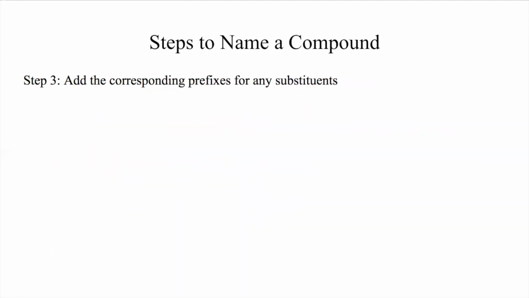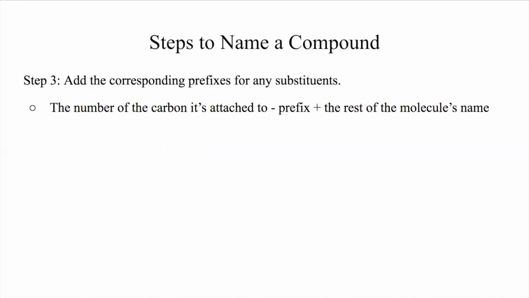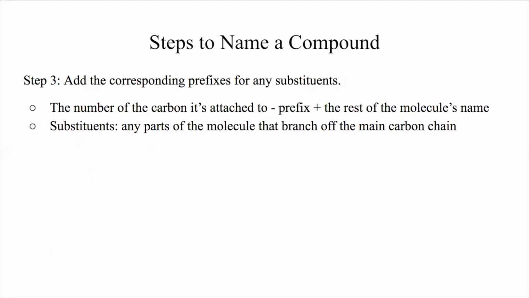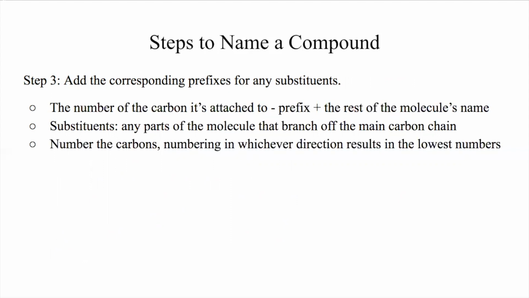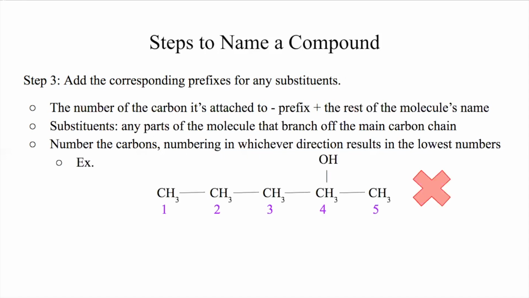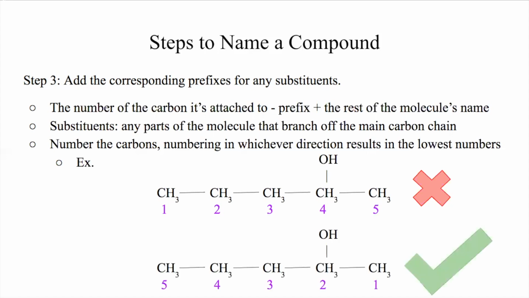Step 3. Add the corresponding prefixes for any substituents, writing the number of the carbon it's attached to, then a hyphen, then the prefix, then the rest of the molecule's name. If there are any substituents, meaning parts of the molecule that branch off the main carbon chain, then you're not done yet. First, you have to number all the carbons in that main chain. Write the numbering in whichever direction results in the lowest number being next to the substituent. If one direction means that the substituent branches off the second carbon, and the other means it branches off the fourth, then choose that first way.